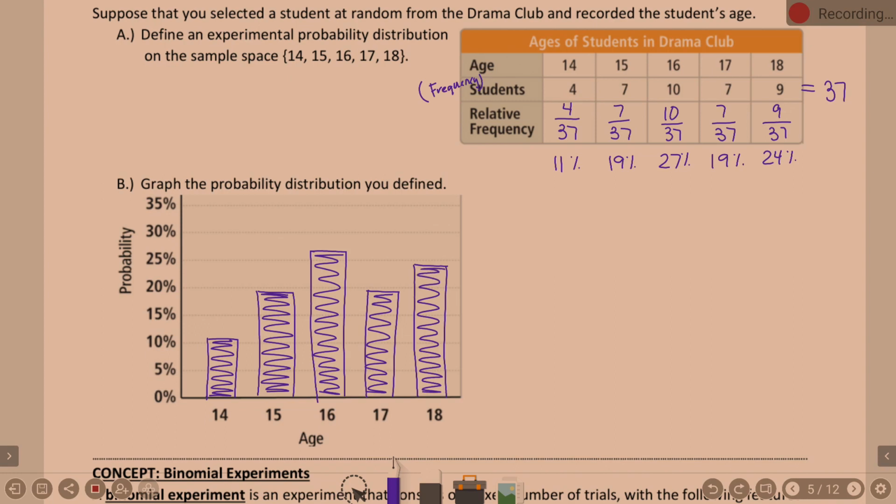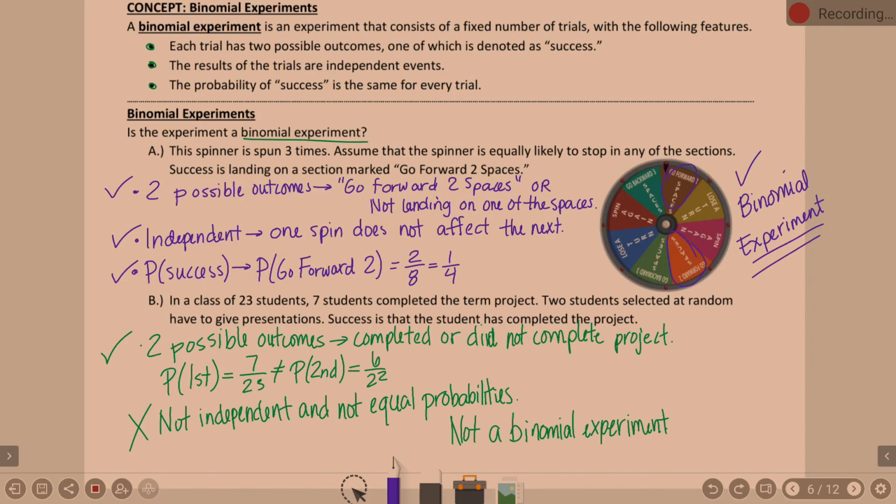Okay, so that is one more example of probability distribution using relative frequency and being able to graph it. Okay, on the next screen, we talked about binomial experiments. We talked about binomial experiments have to meet the 3 criteria. In example A here, it did meet the 3 criteria. In example B, it did not meet the 3 criteria. So we had an example where it was a binomial experiment and where it was not. So we're going to go look at another set of examples here.